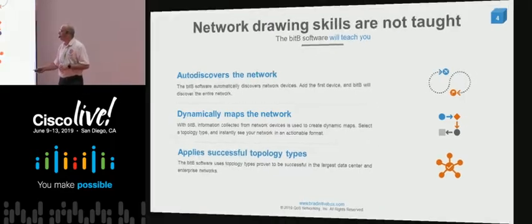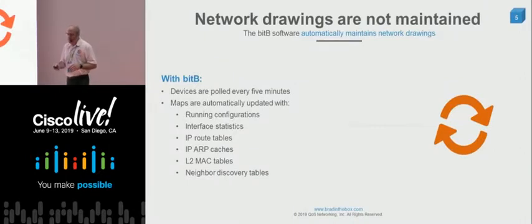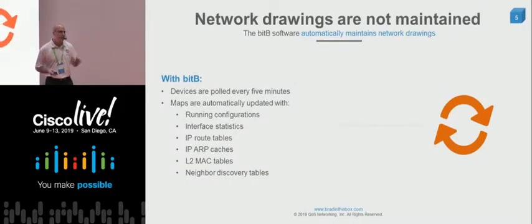The second problem, network drawings are not maintained. Just as I said, if you're using Visio, and we've been here all day yesterday and today, people come to our booth and I say, what do you use to dynamically map your network? I use Visio. Okay, Visio is not dynamic, all right? So we want to save you some time with bitB. We definitely are going to do that because we poll devices every 5 minutes. They're automatically updated with running configs, interface stats, IP route information, everything. It's the same stuff you would do, but it's done automatically for you.